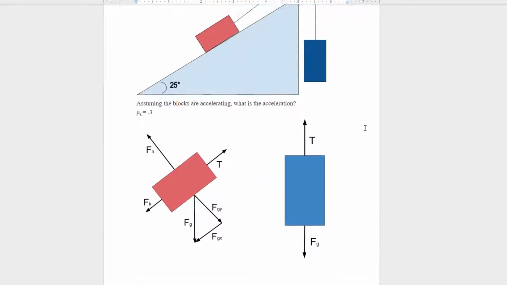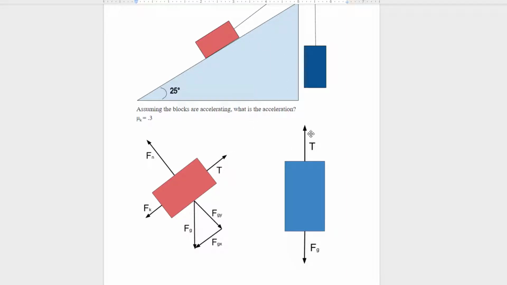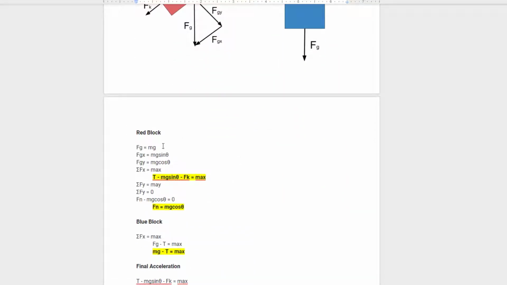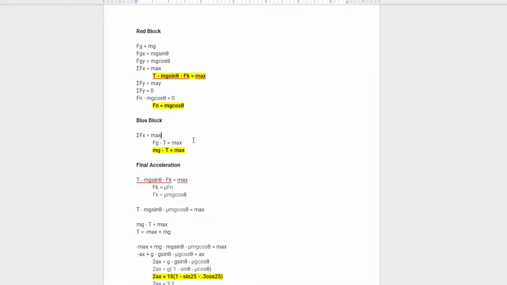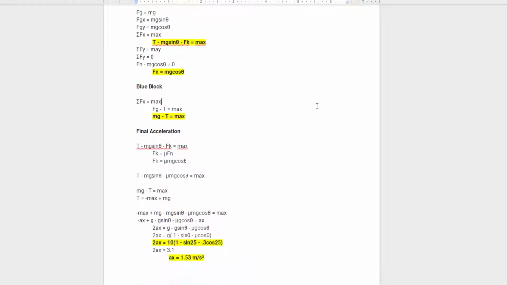Just going to give you guys a quick summary of everything we did here. We drew the force diagram of both the red block and the blue block. We solved for the force of gravity. We solved for some of the forces in the x direction and the forces in the y direction, so we could get two of these equations. Then we did the same thing on the blue block, sum the forces in the x direction. Remember, the x direction is to the right of this red block, so this way. It's kind of weird, I know.